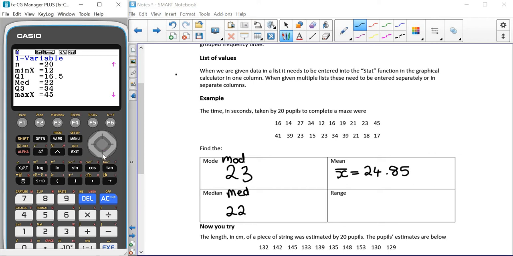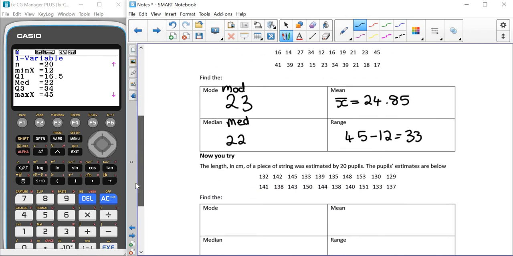Lastly, for the range, we want to look at the min x and the max x. And we do have to do a little bit of an extra calculation here, because if you remember from GCSE, the range is the biggest value, take away the smallest value, but we can just read them off the calculator. We don't have to try and find them in the list of data. So we're going to have 45 minus 12, which leaves us with 33. You should pause the video now and give the Now You Try a go.